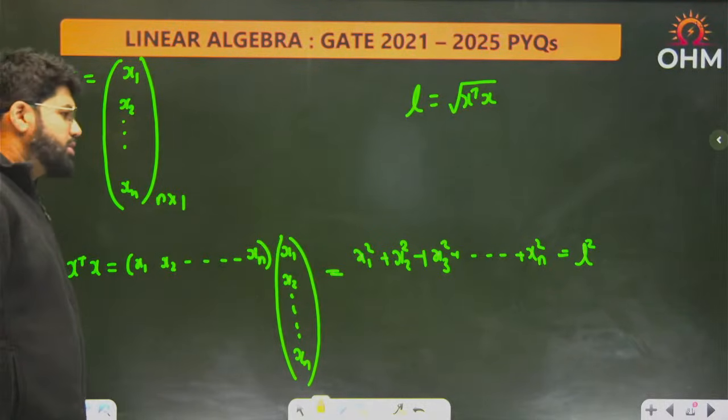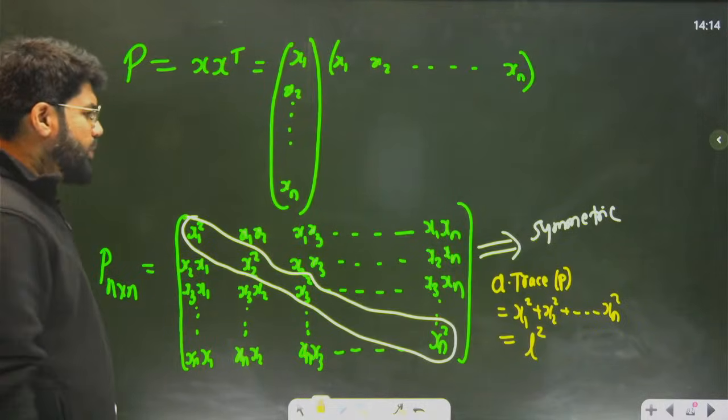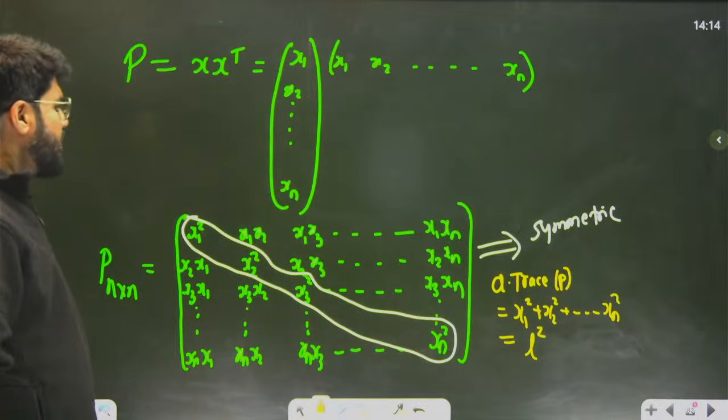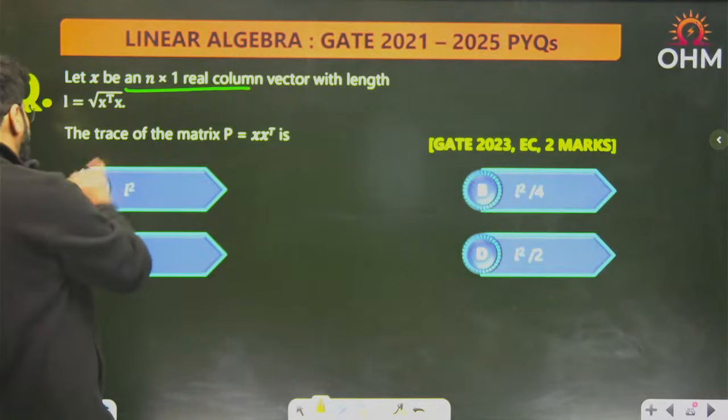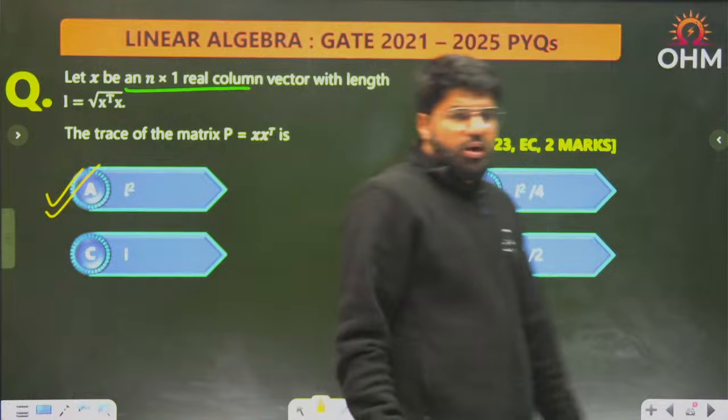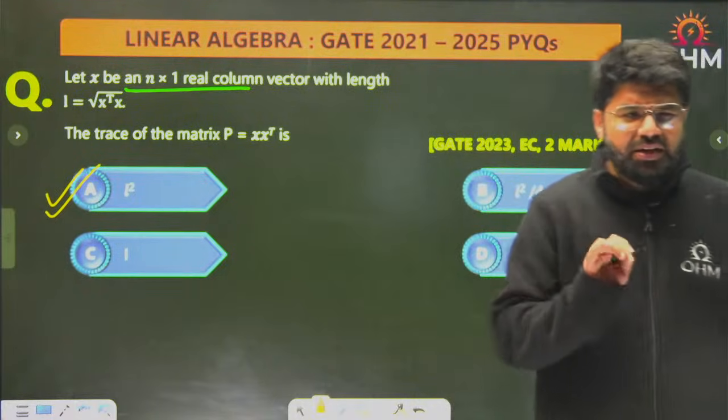L is under root x transpose x. Okay, so it is coming up as L square. So the correct answer, the trace of the matrix is equal to L square, option A to be tick marked. A question only on trace of the matrix, but a decent question.